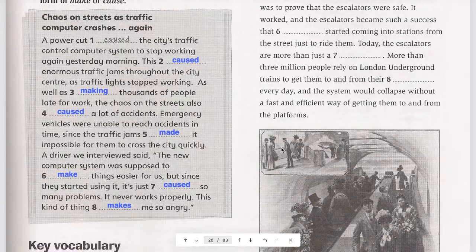Emergency vehicles unable to reach accidents in time since the traffic jams make it impossible for them to cross the city quickly. Yeah. So the answer for number 5 is made, ED, okay? Emergency vehicles were unable to reach accidents in time since the traffic jams made it impossible for them to cross the city quickly. The answer here is made.